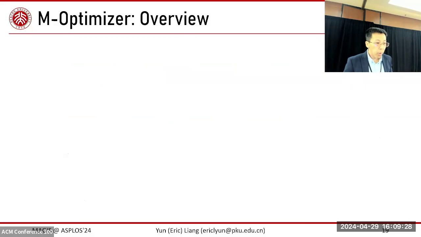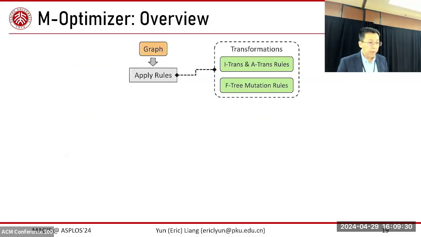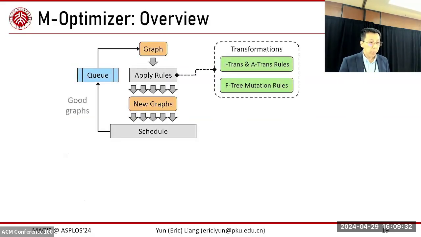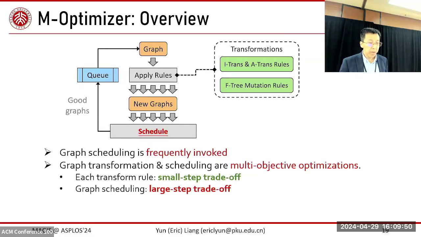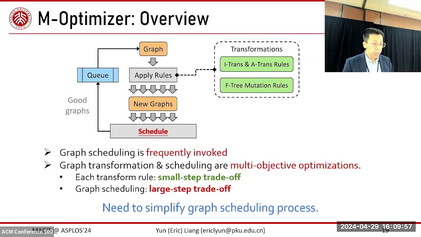Next I will give you an overview of this optimizer. It works in this way. Given a graph, we apply certain rules, which generates a new graph. Then we apply graph scheduling, pick some good-performing graphs into the queue, and do the next run. If we do it this way, graph scheduling is called very frequently. Also, graph transformation and scheduling are multi-objective optimization, so this process is very complicated. We want to simplify the graph scheduling process a little bit.